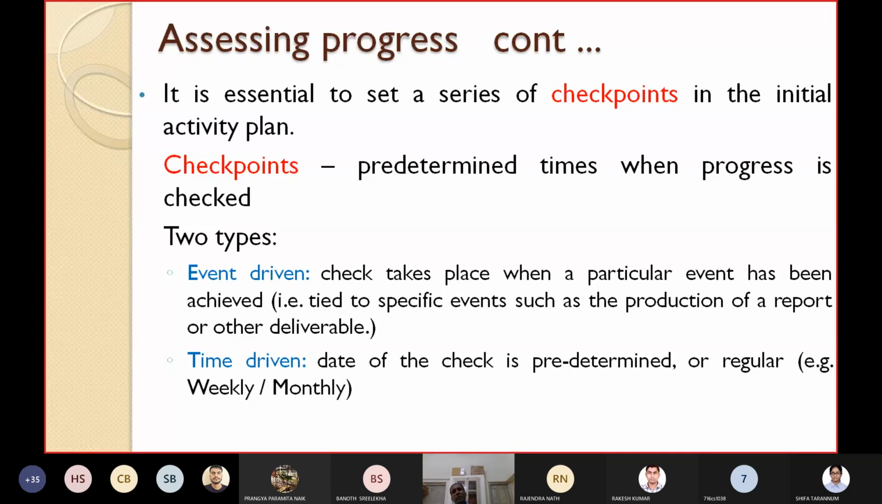You can say that every month first, or every week or every month. So here when the check will be performed is predetermined. The date of the check is predetermined, or it could be regular, like weekly, monthly, etc. These are the two kinds of checkpoints. These checkpoints can be used to assess the progress of a project.